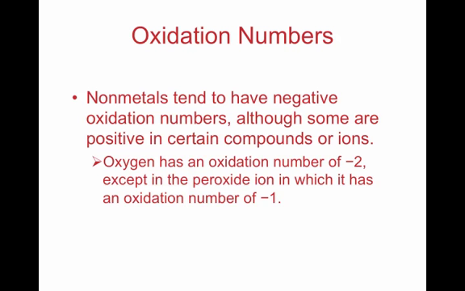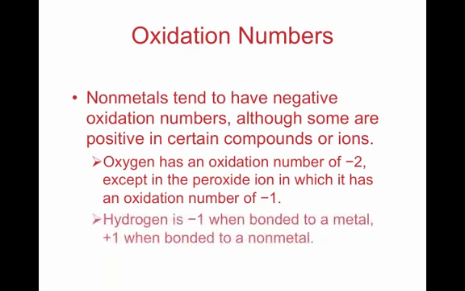Oxygen always has an oxidation number of -2, except when it is acting as a peroxide. You should remember that peroxide is a polyatomic ion. If it's acting as a peroxide, then its oxidation number is -1. Hydrogen has an oxidation number of -1 when it's bound to a metal, or +1 when it's bound to a nonmetal.